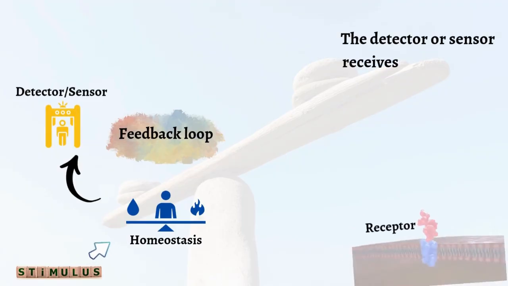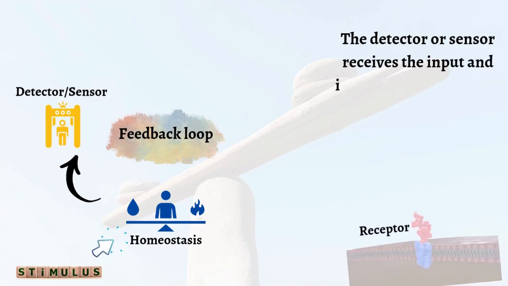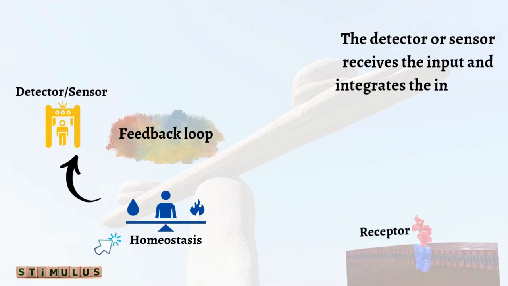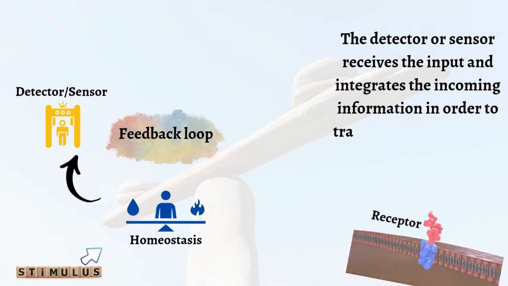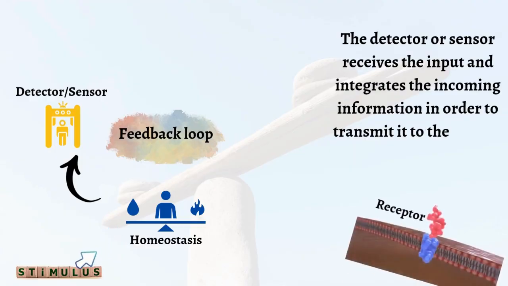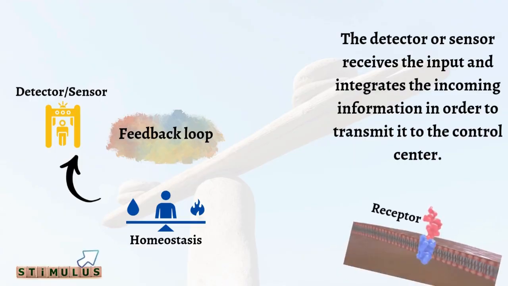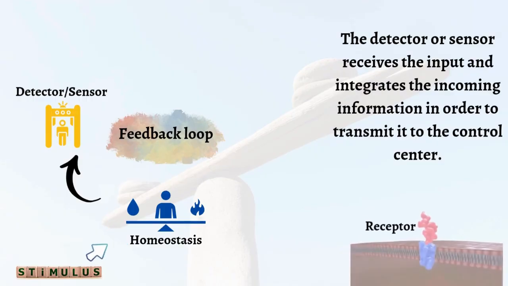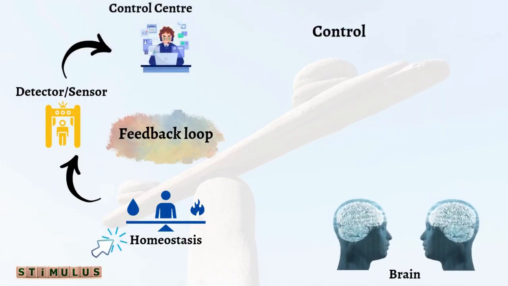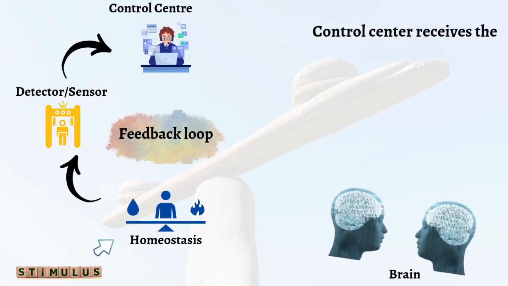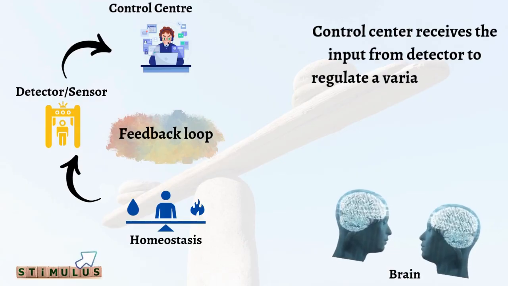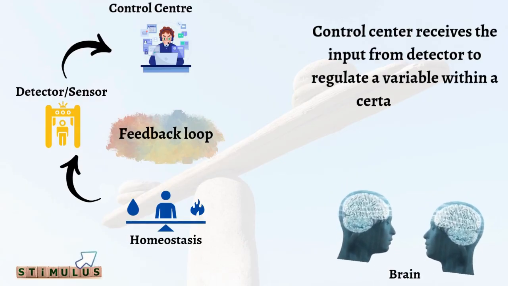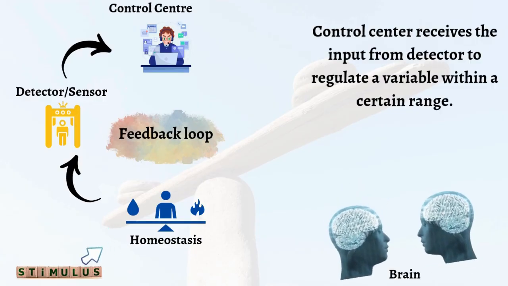When there is a change in the internal environment, the impulse will be sent to the detector or sensor that receives the input and integrates that incoming information in order to transmit to the control center. The detector mentioned here is a receptor. Once the detector detects the impulse, it will send the impulse to the control center in order to regulate the variables within the certain range.